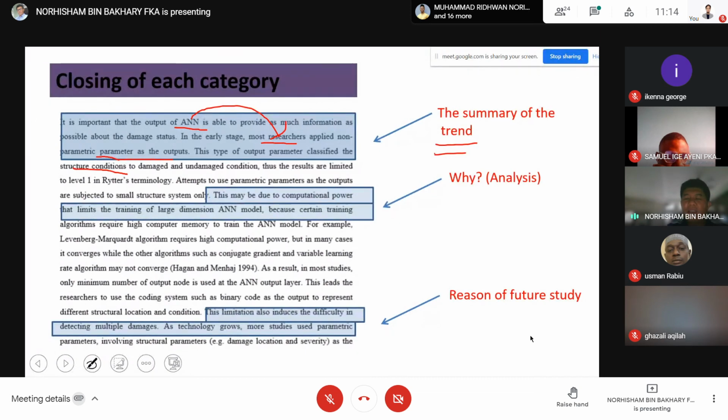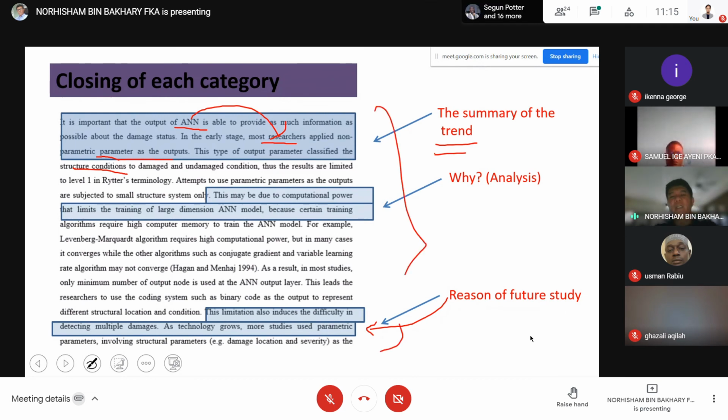All right, and then this is my reason for future study. These limits also include the difficulty in detecting multiple damage. What I can see is that previously people still used neural networks, but it has a problem with multiple damage. They only detect one damage. So this is the weakness of the previous study. You can get all this based on your reading.